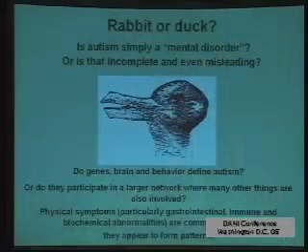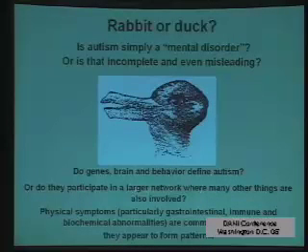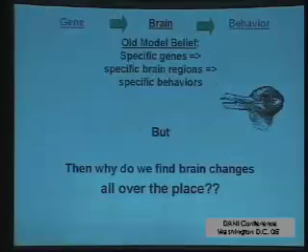Could it be downstream of other things that are driving some of these changes in the brain? Could the inflammation and oxidative stress be because the brain is getting hit by things that are also hitting the body? So is autism simply a mental disorder, or is that incomplete and misleading? Genes, brain, and behavior may not define autism. They may participate in a larger network where there's a lot of other things going on, particularly physical symptoms such as gastrointestinal, immune, and biochemical abnormalities that are common in autism and that have certain patterns, and you'll hear a lot more about that in the whole conference.